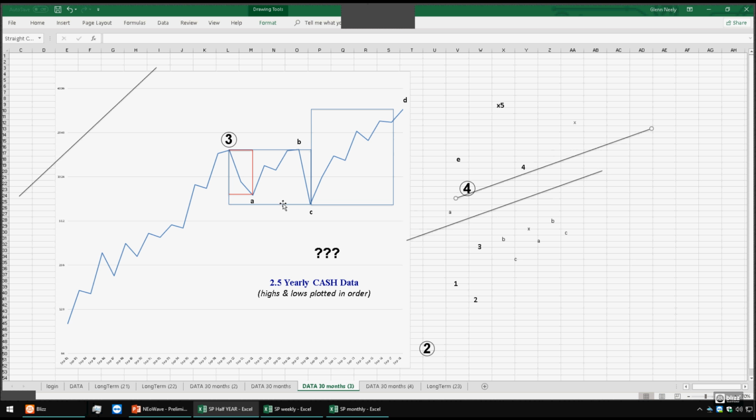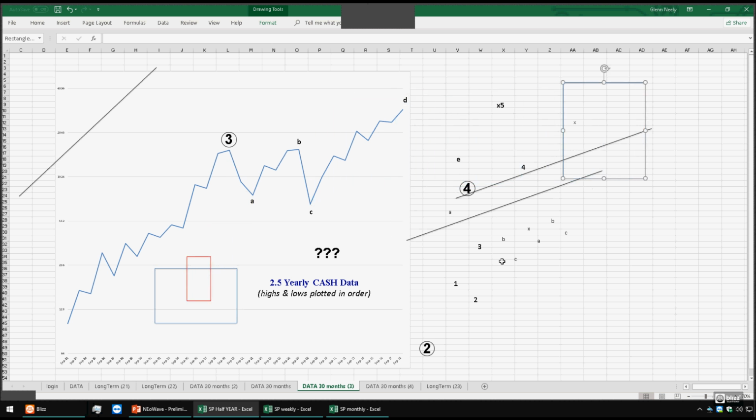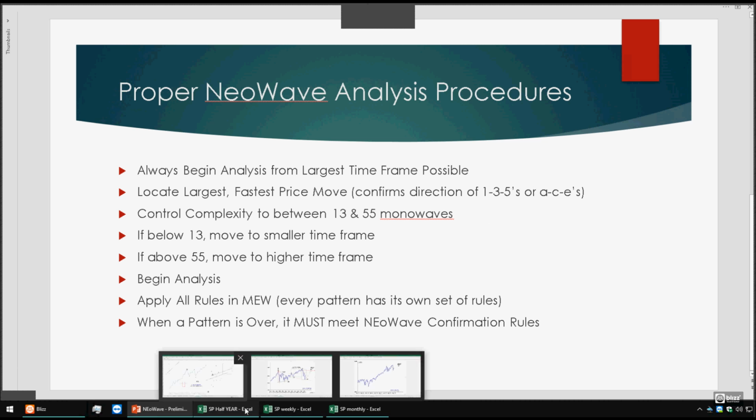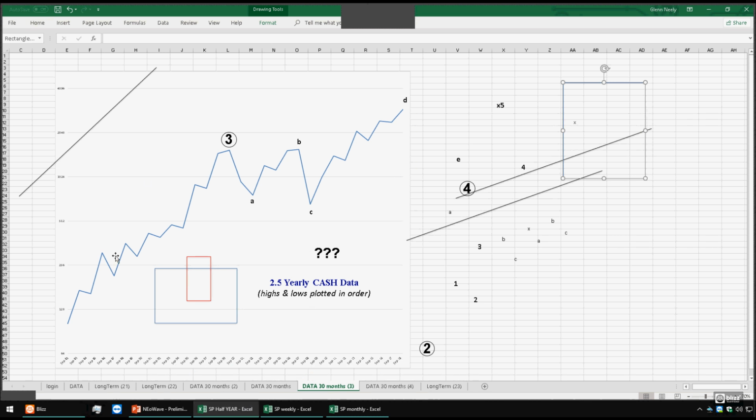When we're looking at a chart, we want to make sure that we're locating the largest, fastest move on the chart, which we then know, based on our discussion earlier, will be wave 1, 3, or 5 of an impulsive pattern, or wave A, C, or E of a corrective pattern. So when we look at this chart, it's very obvious where the largest, fastest move on the chart is. That would be this decline right here.